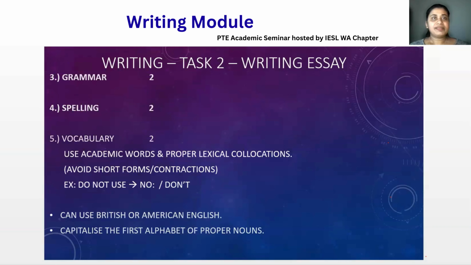Now let's discuss the other things also. Grammar. If there were no grammar errors, you will be given full points. If there was just one grammatical error, you will be given 2 points. And if there were more than one grammatical error, you will not be given any marks for grammar.